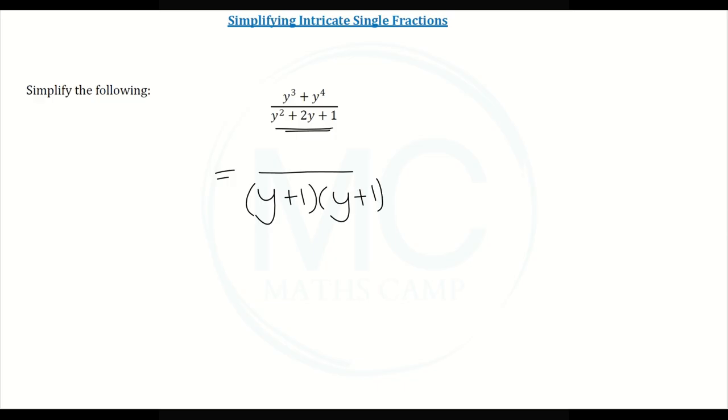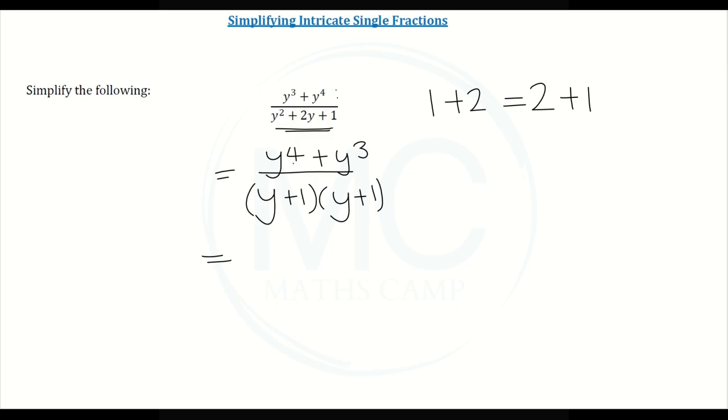Now, in order to simplify this, we need to find a common factor for the numerator that leaves us with a bracket of y plus 1. Here we have y cubed and y to the power of 4. But if we factorize this as it is, we'll end up with 1 plus y, which is not what we want. But remember that 1 plus 2 is equal to 2 plus 1. So to make it easier, I'm going to swap these values around and say y to the power of 4 plus y to the power of 3. Now I can simplify.